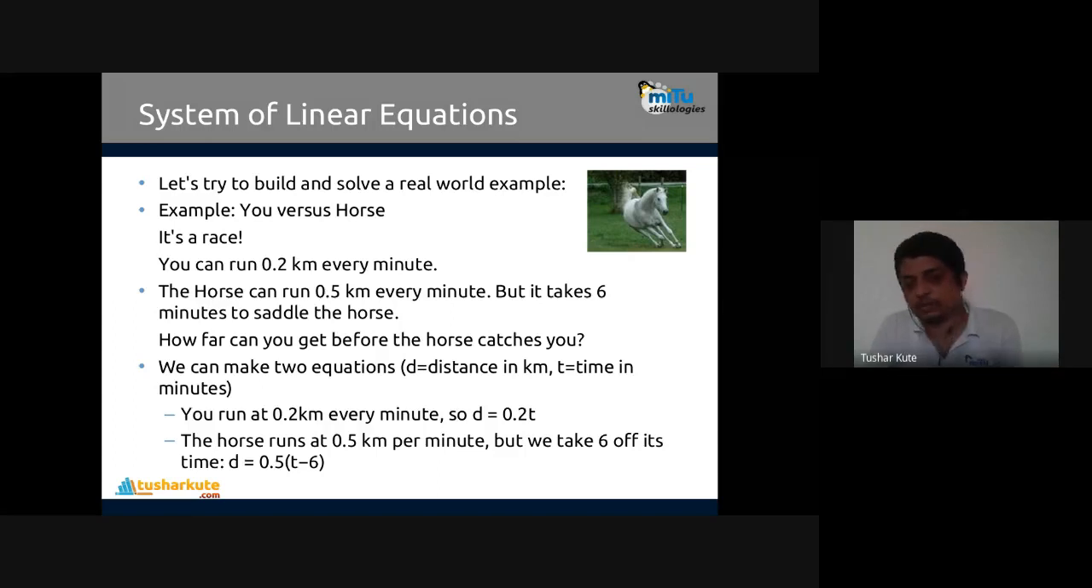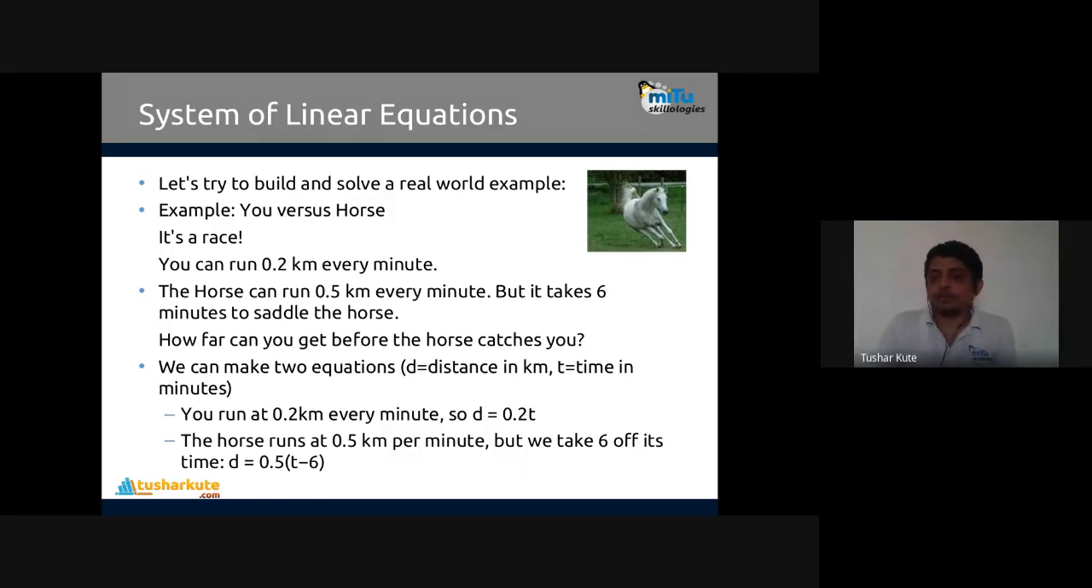Now let's see a simple example of how these linear equations are actually built with a real life example. Let's try to build and solve a real world example, you versus a horse. It's a race basically, and we are going to compare the performances of both. You can run 0.2 kilometer every minute. For example, every minute your speed is 0.2 kilometer, and the horse can run 0.5 kilometer every minute, 500 meters a minute. But it takes 6 minutes to saddle the horse, remember.